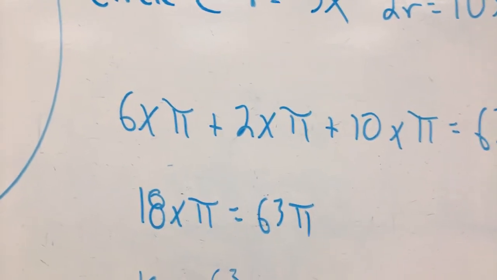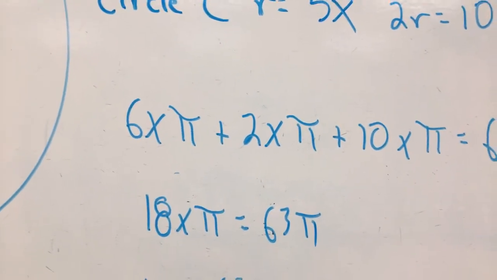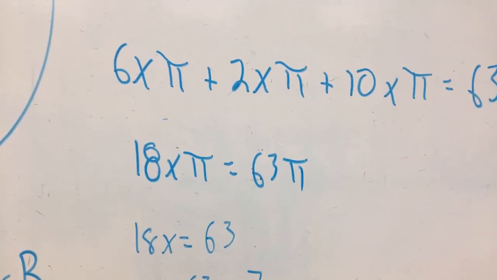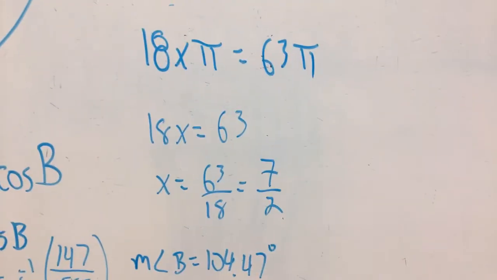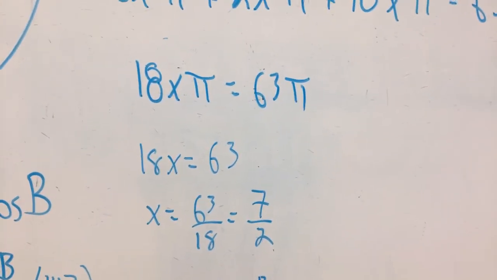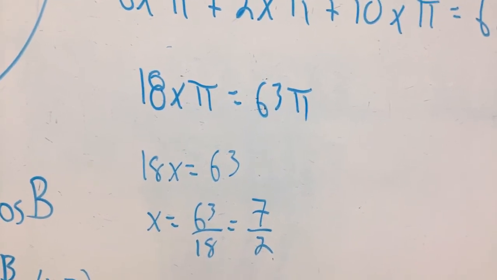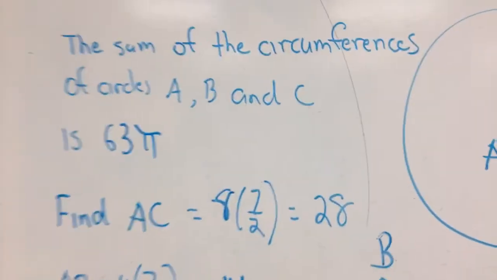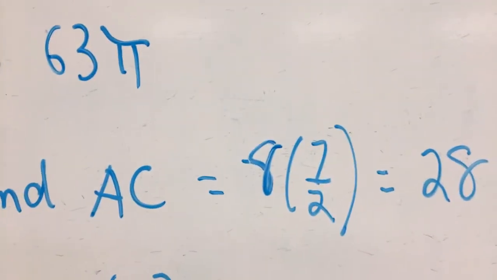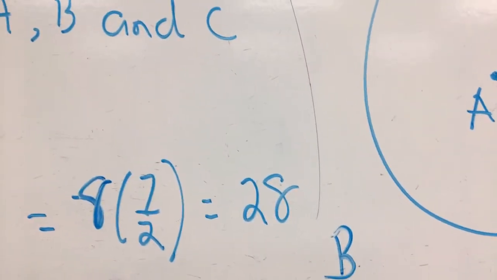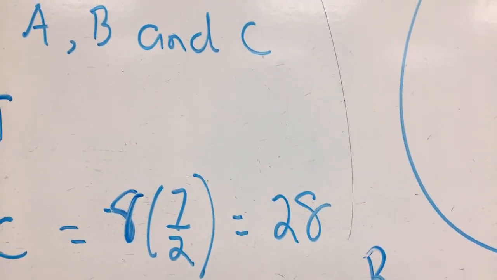18x pi is equal to 63 pi, divided by pi. 18x is equal to 63, and x is equal to, wait for it, 7 halves after you reduce that lovely fraction. So x is 7 halves. Well, if AC is equal to 8x, 8 times 7 halves, 28. The length of AC is 28, okay?